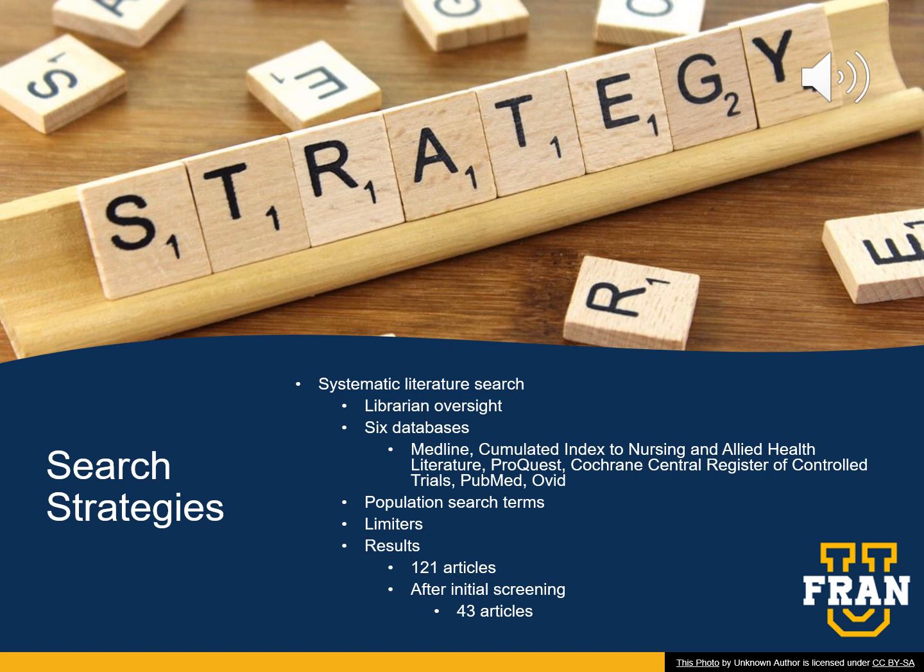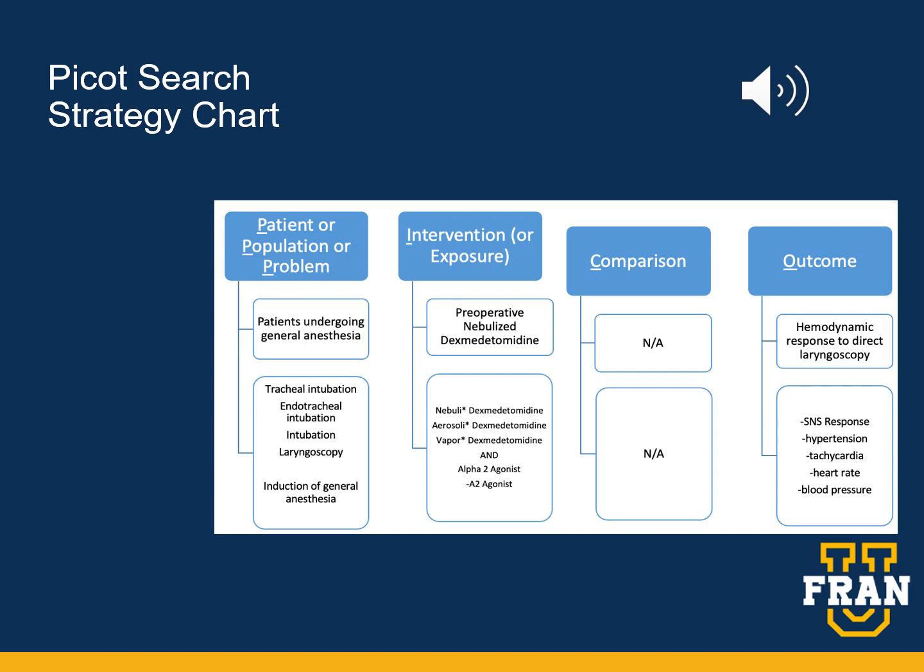Results were combined, and both members of the dyad deleted 22 duplicates. 33 articles were also removed due to a lack of applicability to the topic of interest. The final 43 articles were screened for inclusion and exclusion. This PICO search strategy chart was used to guide our literature search.